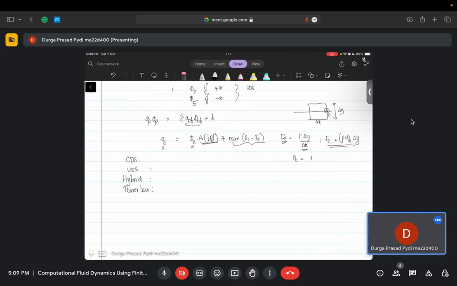Peclet number is essentially your convective by diffusion term, or you can write this as rho u delta x by gamma delta y. The idea behind this is that if your Peclet number tends to infinity, this essentially means your diffusion term is going to 0, and then you can assume the flow to be convection dominant. That is the case we solve when we are using a parallel flow heat exchanger.